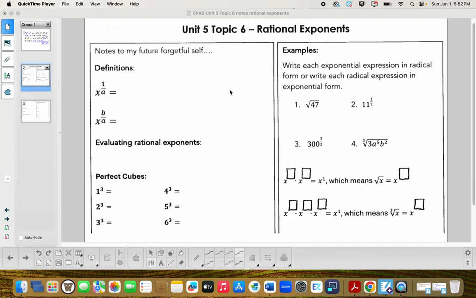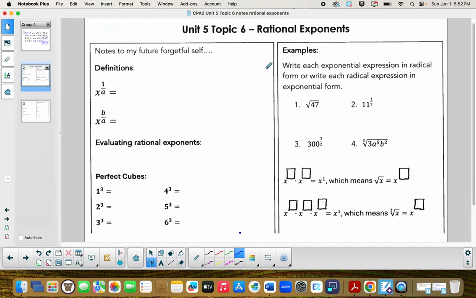Okay, so these are the notes that should be in your packet. And so we'll kind of fill these in with you. So x to the 1 over a, just like we were just talking about earlier, that denominator is the root. So this is the same thing as the a root of x, or the eighth root of x.